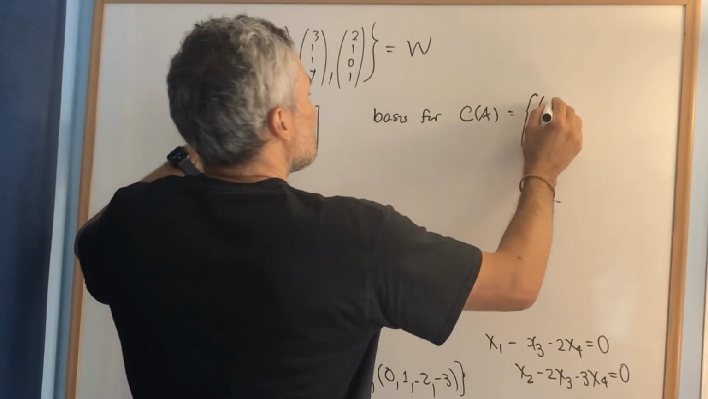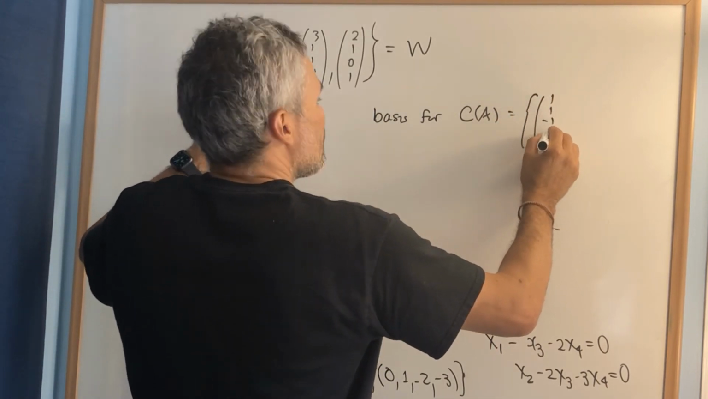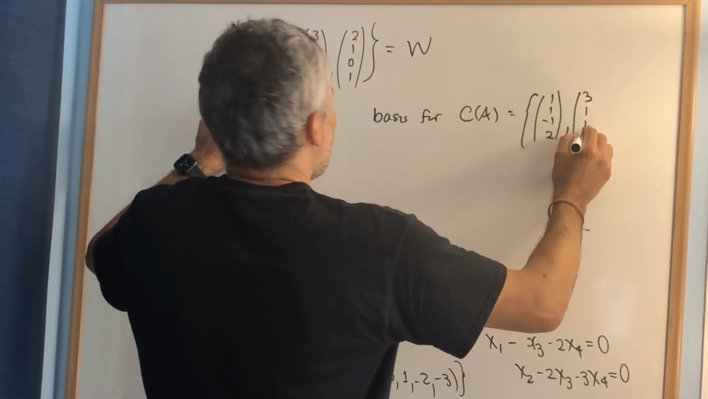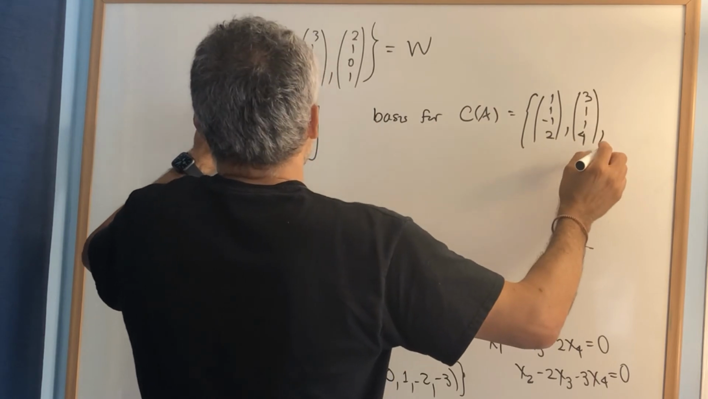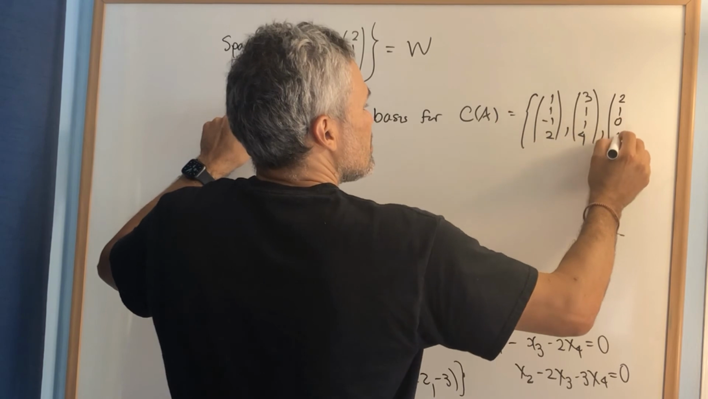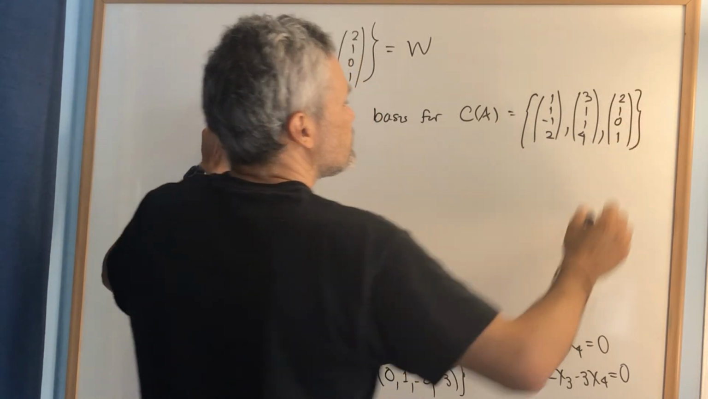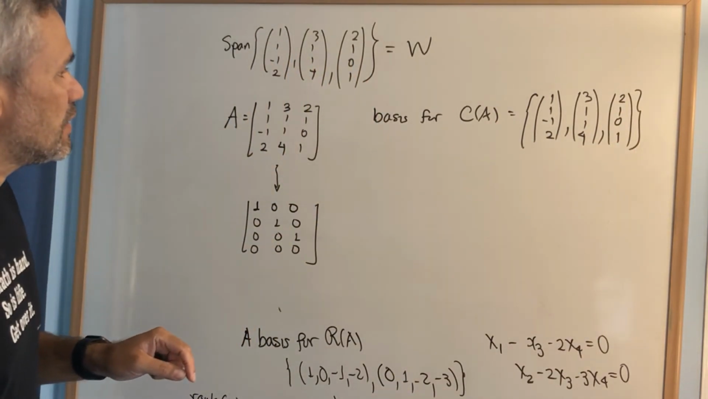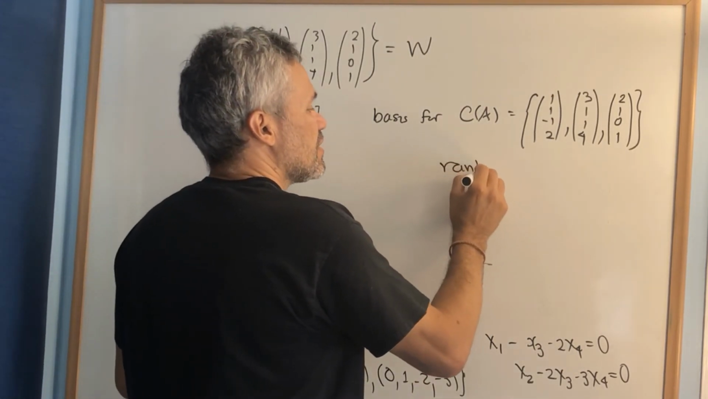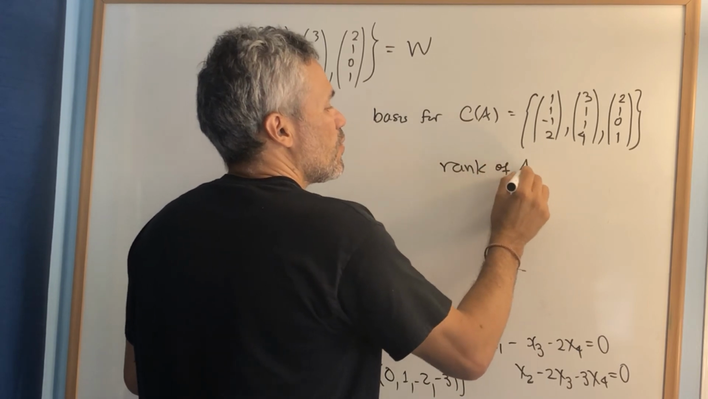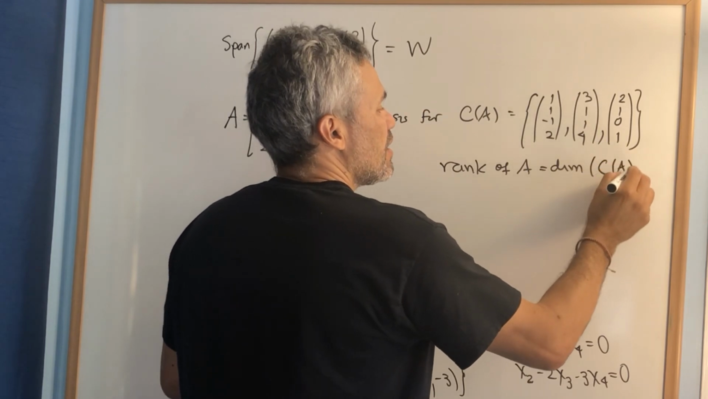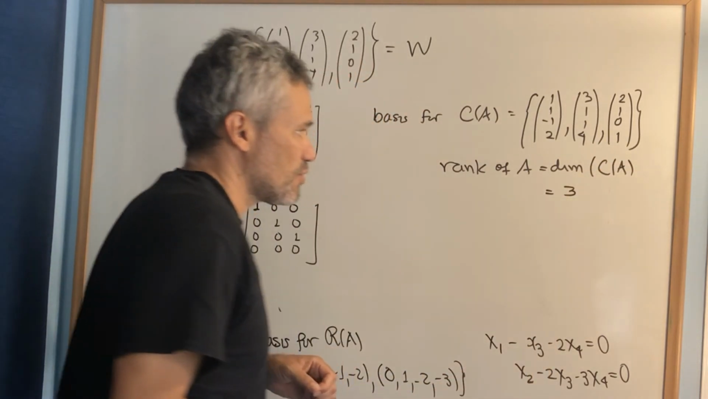You need the three columns, and it's (1, 1, -1, 2), (3, 1, 1, 4), and (2, 1, 0, 1). And yeah, this is a basis, and that means that the rank of this matrix, rank of A, which is the dimension of column of A, is equal to 3.